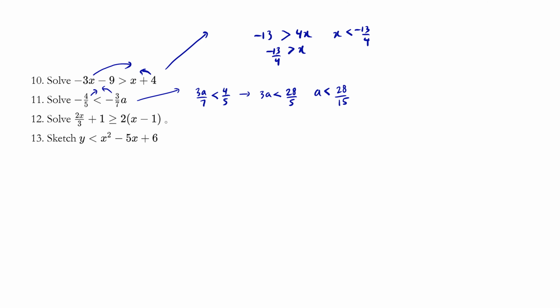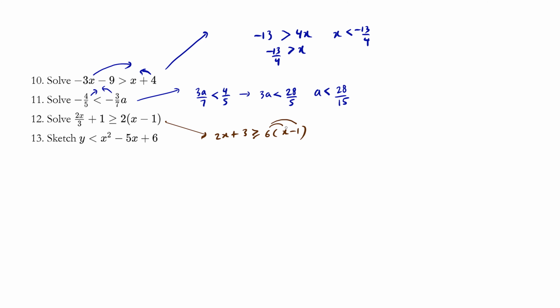Okay, so let's try number 12. This one looks a bit more ugly, but we can patiently work through this. We don't like denominators, so let's multiply everything by 3. So this equation now becomes 2x plus 3 is greater or equal to 6x minus 1. 2 times 3 is 6.